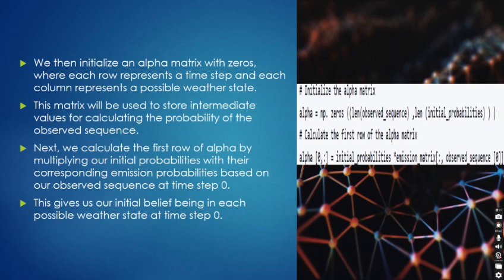We then initialize an alpha matrix with zeros, where each row represents a time step and each column represents a possible weather state. This matrix will be used to store intermediate values for calculating the probability of the observed sequence. Next, we calculate the first row of alpha by multiplying our initial probabilities with their corresponding emission probabilities based on our observed sequence at time step 0. This gives us our initial belief of being in each possible weather state at time step 0.